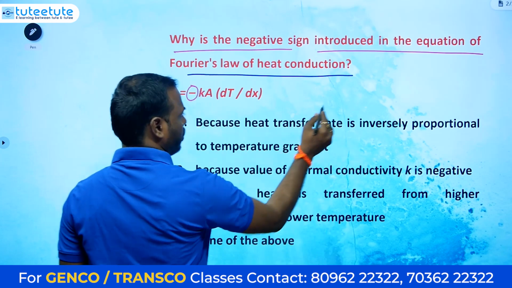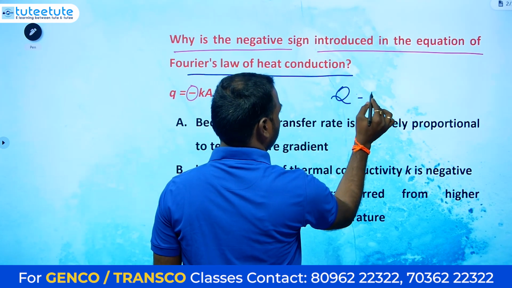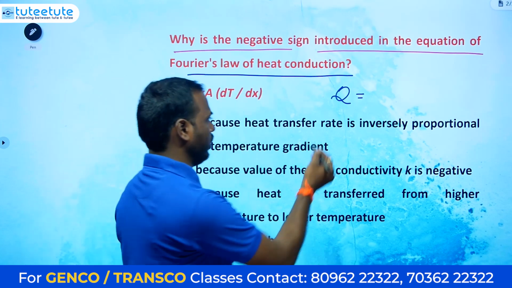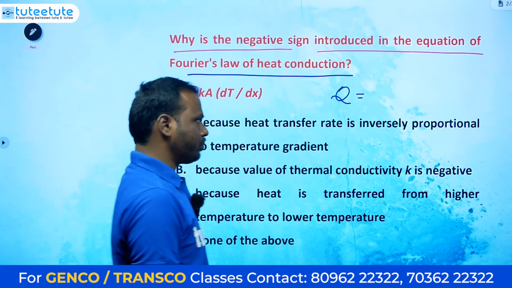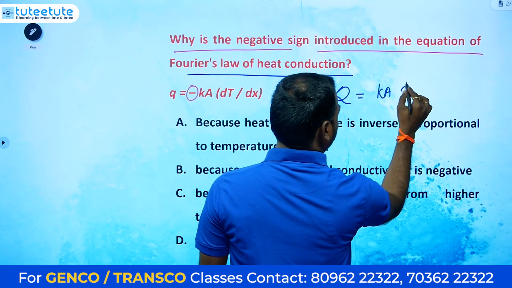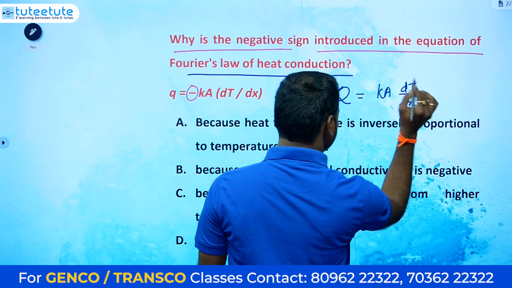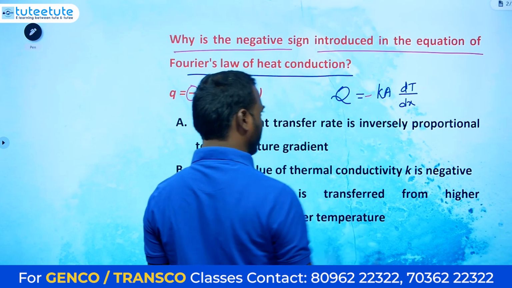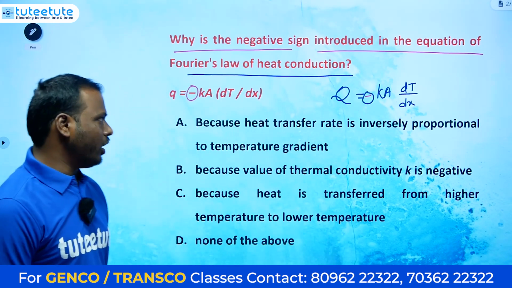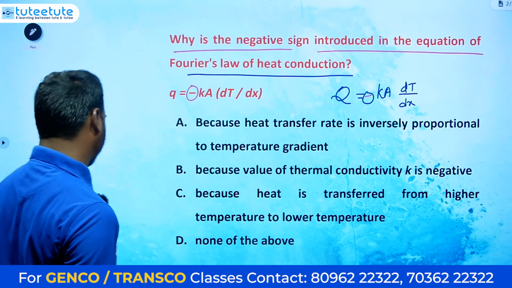This is the Fourier's equation. Q is equal to, of course, either capital Q or small q depending upon whether it is the total heat transfer or heat transfer per unit, K A into dT by dx. Generally we write it like this, but we are keeping one negative sign here. Why are we keeping it?